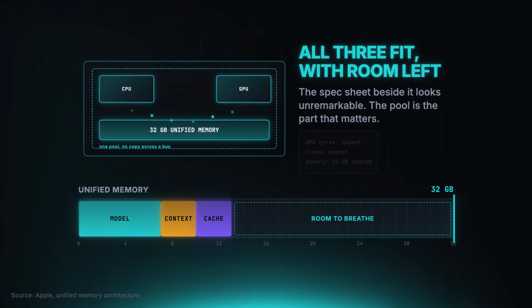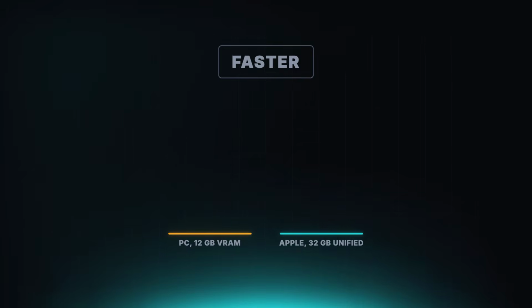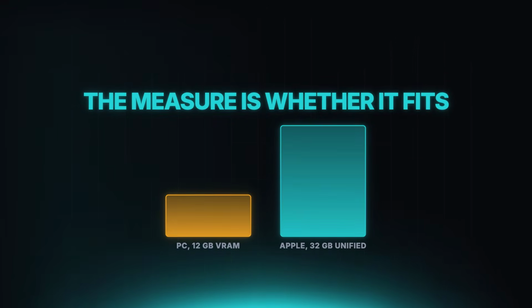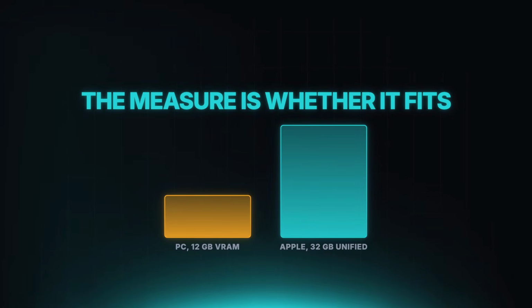An Apple laptop with 32 gigabytes of unified memory may look less dramatic on a spec sheet, but local AI can use that shared memory pool in a very practical way. That does not make the Mac automatically faster. It means it is often easier to run larger local models without hitting a hard VRAM wall.